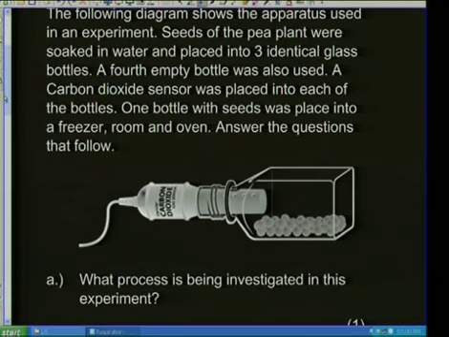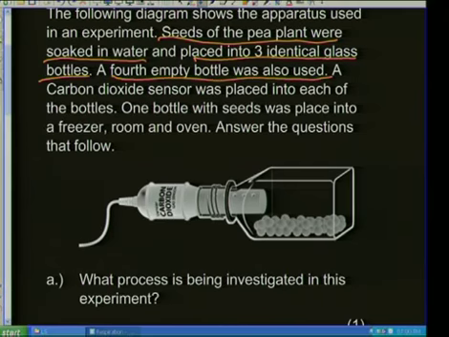Question 9. A little bit of reading again. The following diagram shows the apparatus used in an experiment. Seeds of a pea plant were soaked in water and placed into 3 identical glass bottles. A 4th empty bottle was also used. A carbon dioxide sensor was placed into each of the bottles. 1 bottle with seeds was placed into a freezer, the other one in a room, and the other in an oven. Answer the questions that follow.